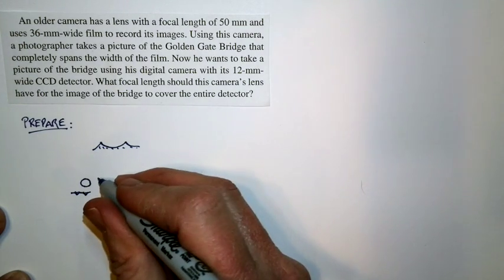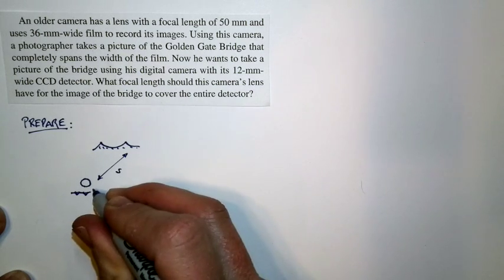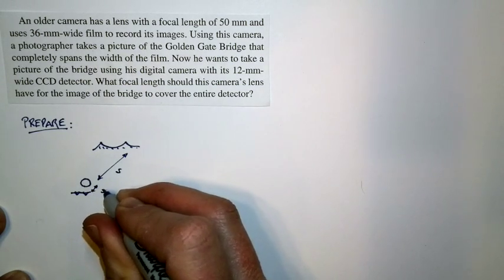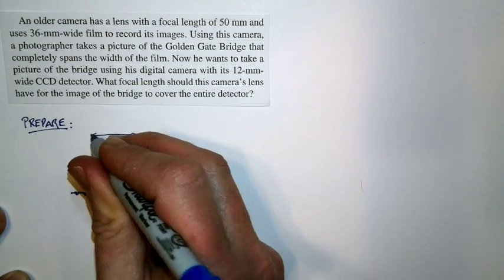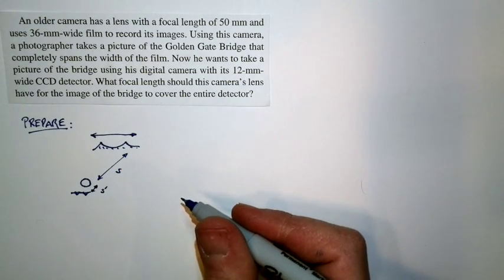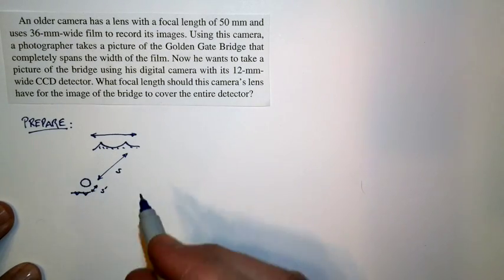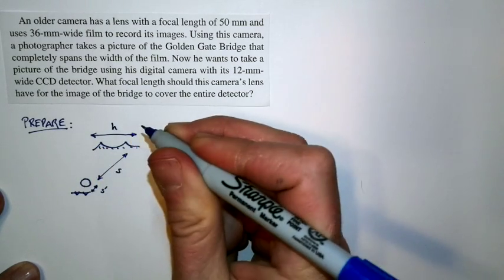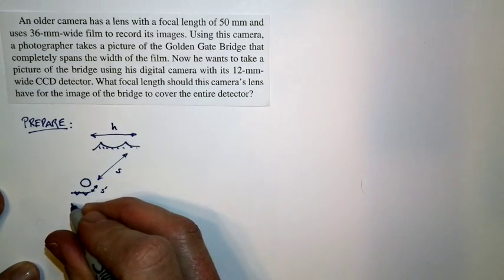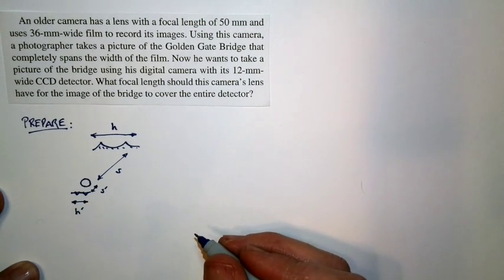Okay, so here's my distance to the bridge, S. Here's my distance to the film, S prime. And instead of using the image height, I can use the image width, okay? Because you could just take this whole thing and think about it sideways. This lens is circular, so it doesn't make any difference what axis we use. So I'll take the width of the bridge and call that the height. The width of the image of the bridge is H prime.